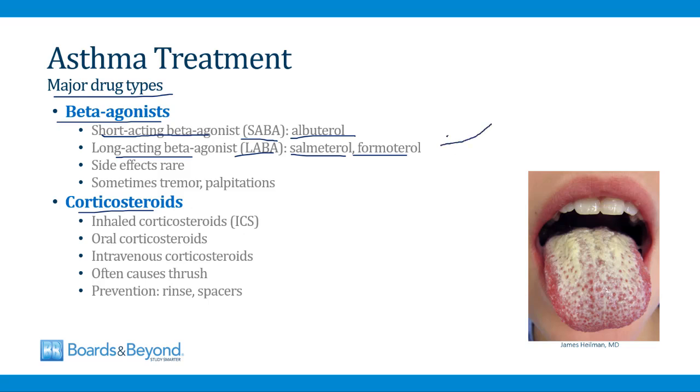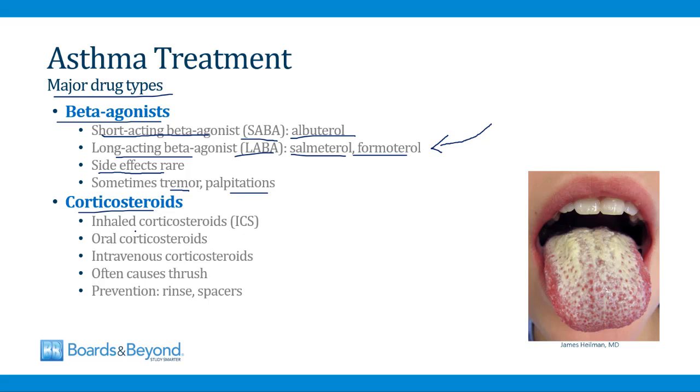And the idea here is to give a drug that has a long-acting beta agonist effect to keep the lungs dilated throughout the day. Side effects of these drugs are rare because they are usually not absorbed systemically. If some of the drug is absorbed systemically, some of the side effects that can occur are tremor and palpitations, and these are from beta agonist effects throughout the body.